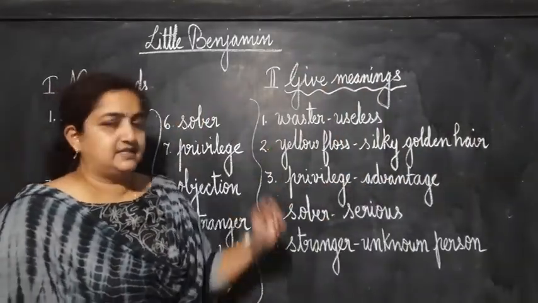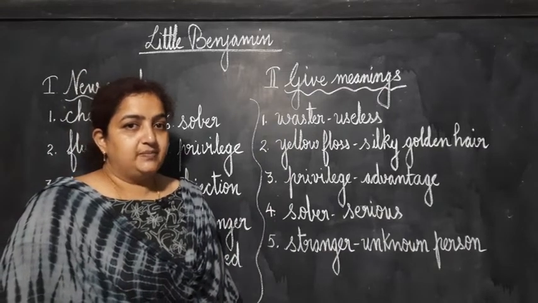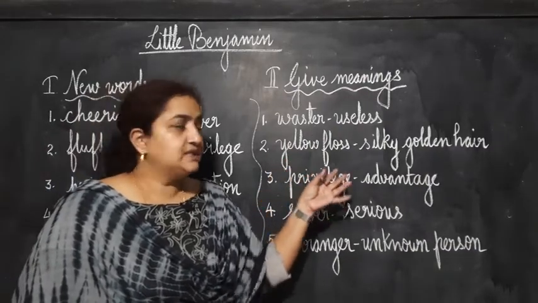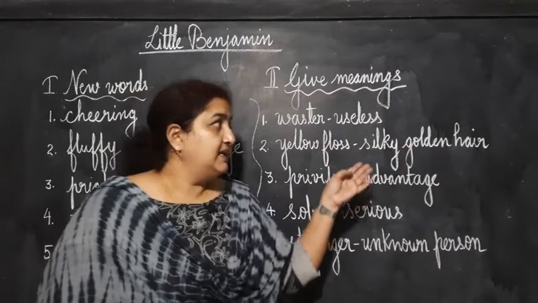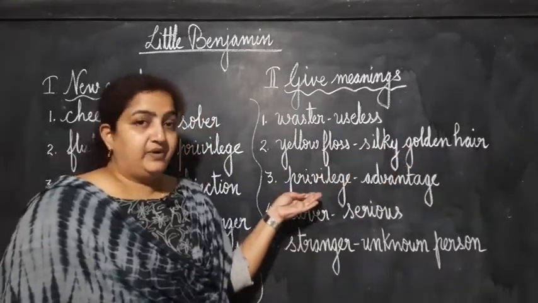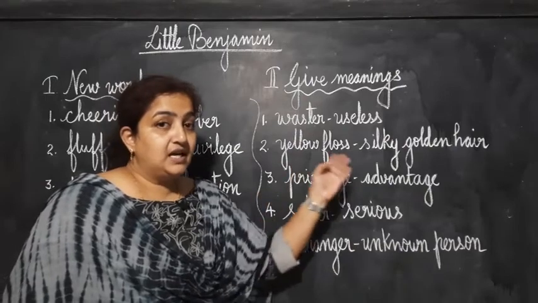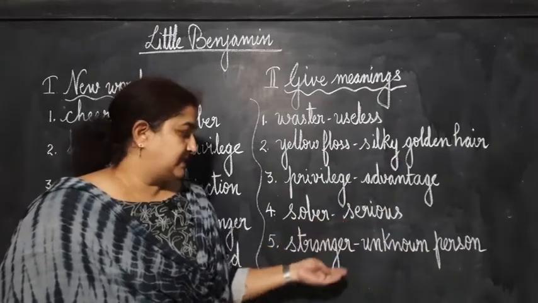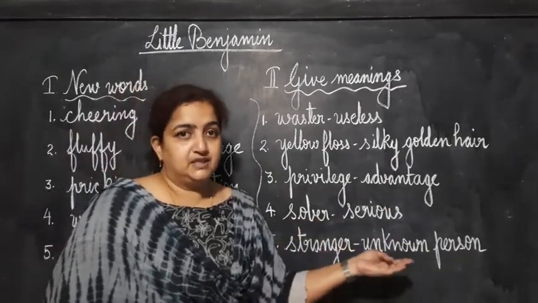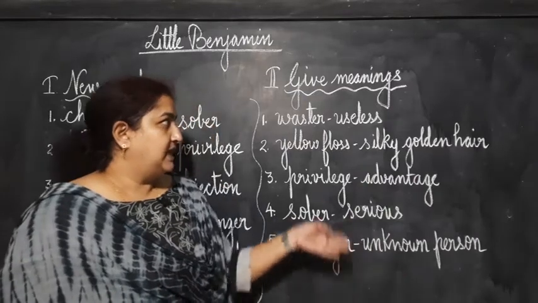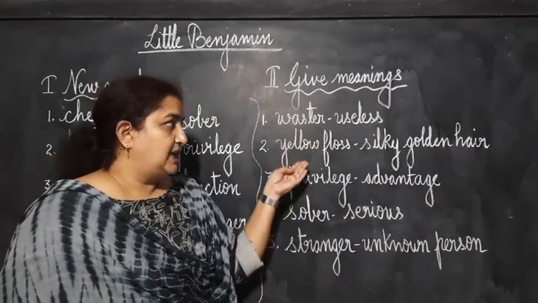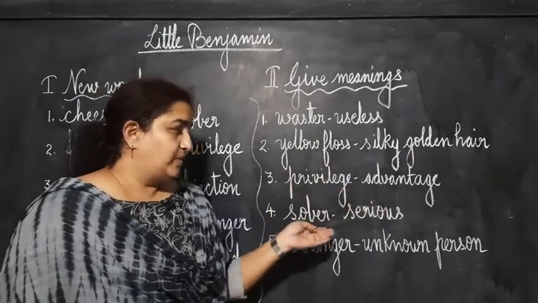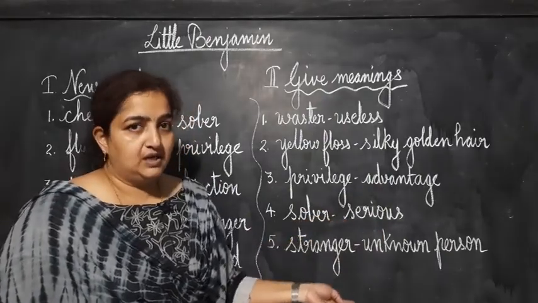First one, waster. Waster means useless. The baby's father was a waster, useless. Yellow floss means silky golden hair. The baby had silky golden hair. Third one, privilege, advantage. Sober, serious. Stranger, unknown person, a person whom we do not know. Once again, waster, useless. Yellow floss, silky golden hair. Privilege, advantage. Sober, serious. Stranger, unknown person.